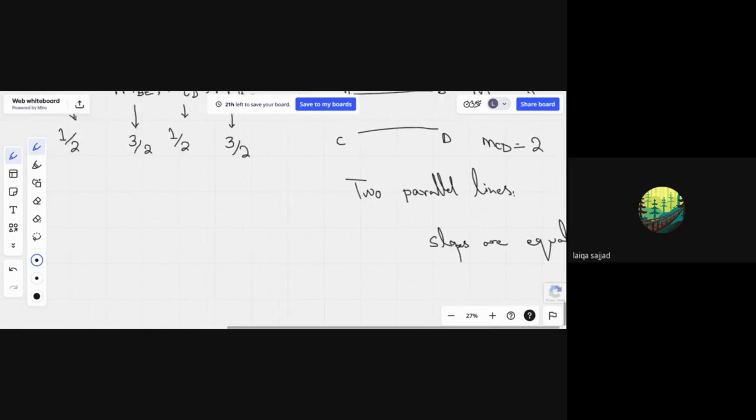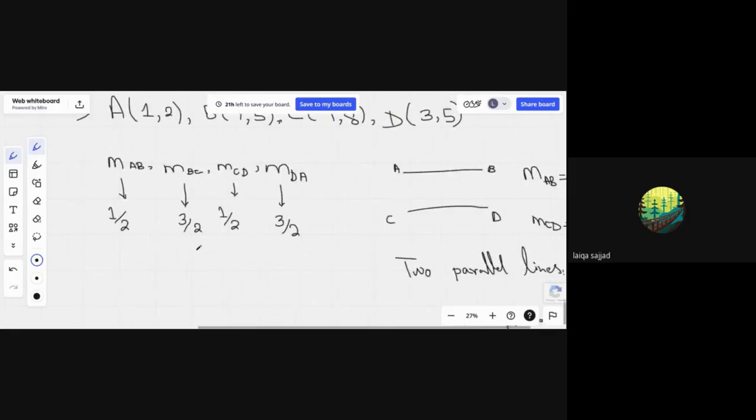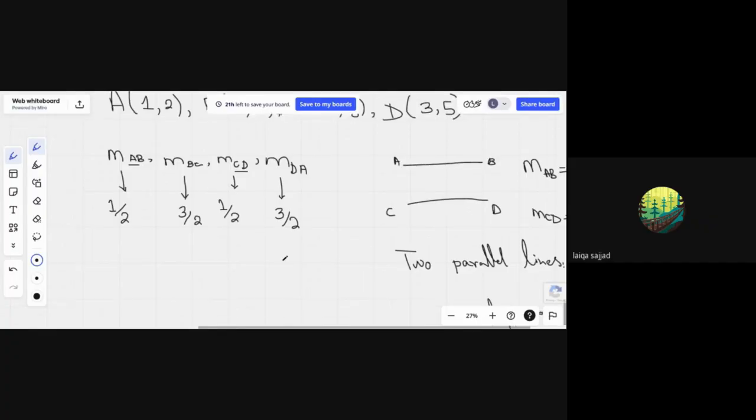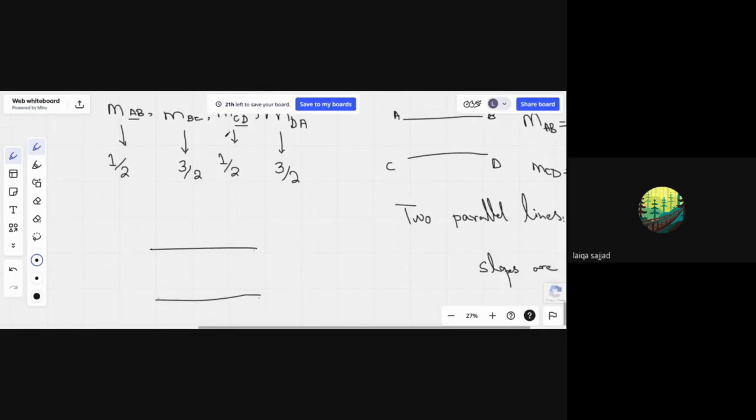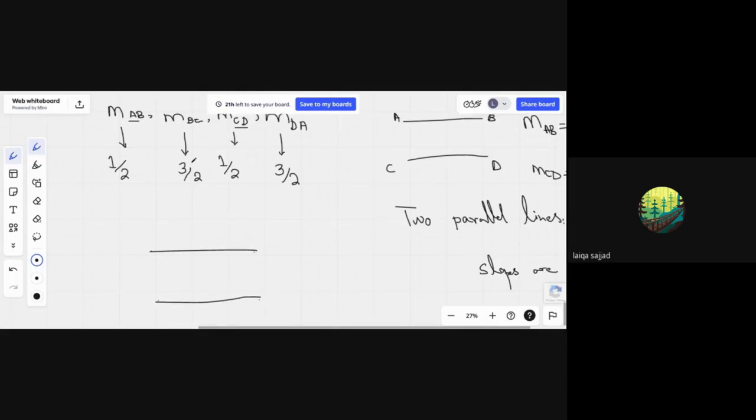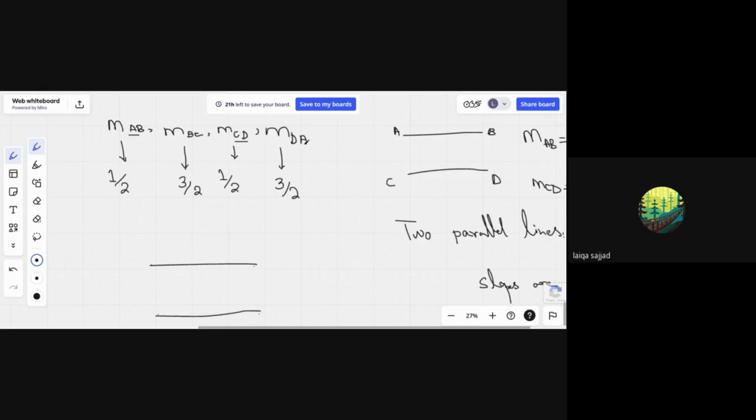So we can see from the gradients that opposite sides have got equal gradients. Like AB has the same gradient as CD, they are opposite to each other. If this is A, this is B, this is C, and this is D, then AB and CD are opposite to each other. They will be parallel, so their gradients are the same. It means that AB and CD are parallel to each other. Similarly, BC and DA are also parallel to each other.